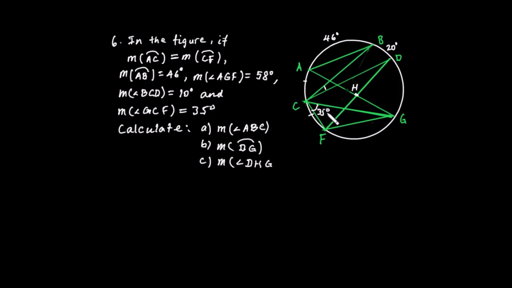This 35 degrees is an inscribed angle subtended by arc FG, so arc FG is 70 degrees, because half the measure of arc FG is this angle. Accordingly we know this is 70. This is the given information. What are we asked? Just calculate the measure of angle ABC.